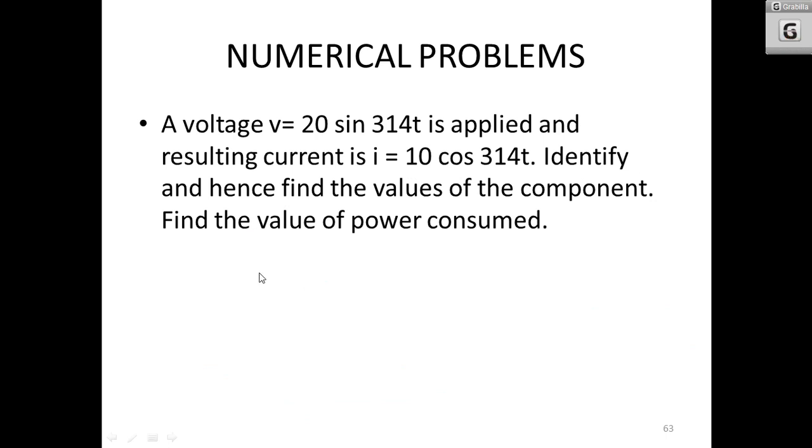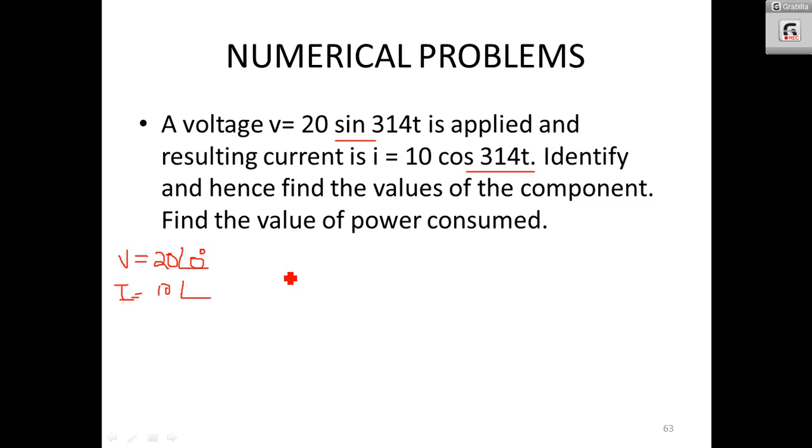Now see, here also, along with the voltage and along with the current, there is no other angle associated. Therefore, voltage can be written as 20 at an angle 0 degree. Current can be written as 10 at an angle.